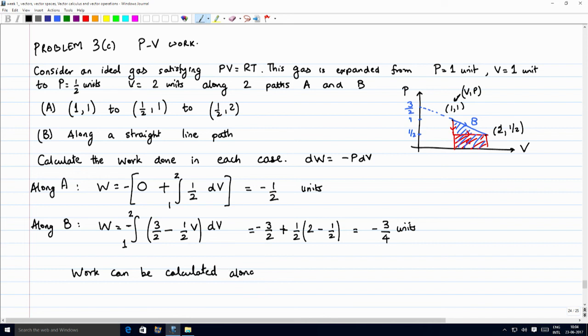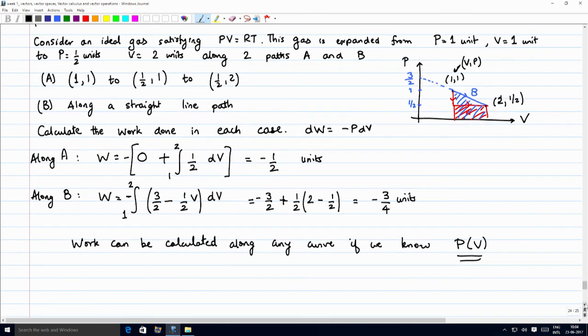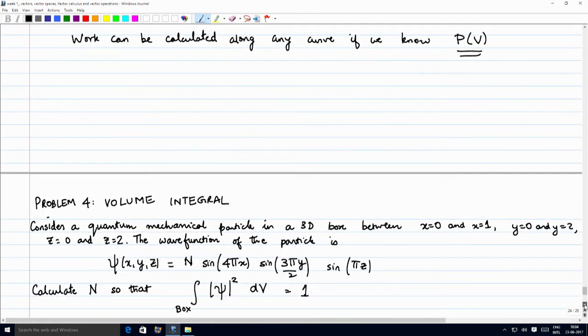Along any curve, if we know p as a function of v, if we know what this function is. So, you can take any function and you can calculate the work, and in general it will be path dependent. So, now this is about line integral.